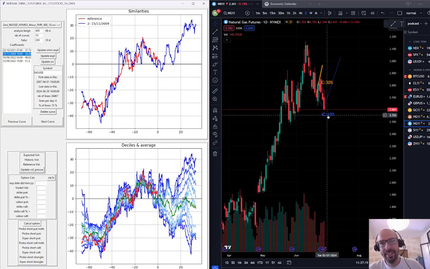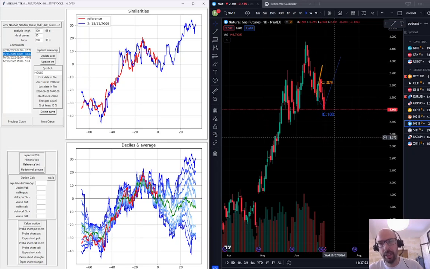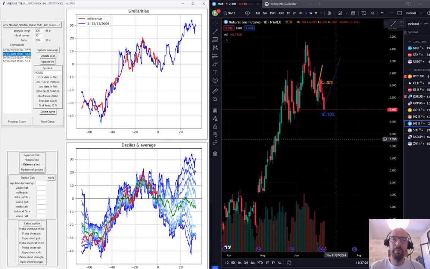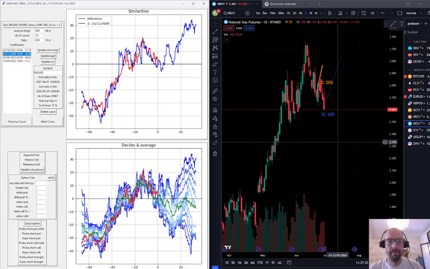I'm still thinking that we are searching for a bottom here, but I won't put any line, but still it's what I'm expecting. All right.